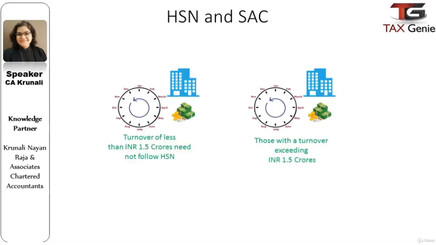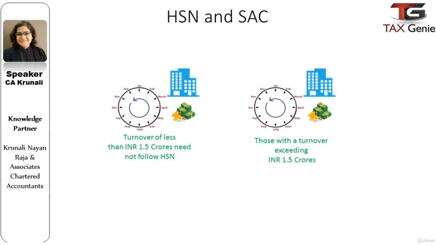Another important feature of GST is that it will use HSN and SAC codes to classify goods and services under GST. So let us understand what is HSN and SAC. HSN stands for Harmonized System of Nomenclature applicable to goods. SAC stands for Services Accounting Codes, which would be applicable to services.